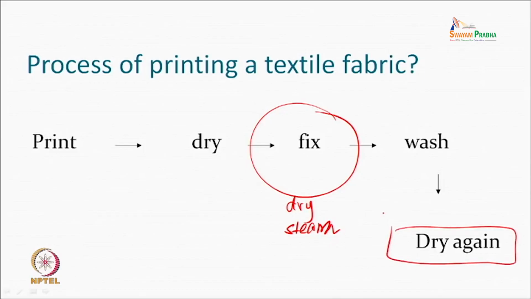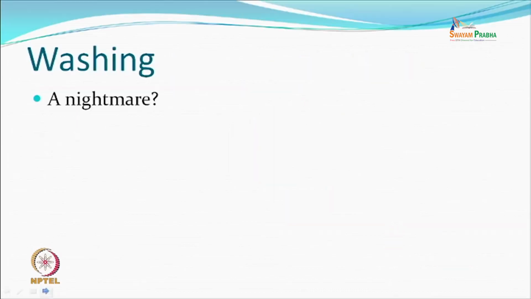So drying, fixing, like any other chemical processing unit operation, a lot of energy is consumed, but that's it. No problem. We have to consume energy. Unless that happens, it becomes a problem. So this is the basic process of printing a textile fabric. Simple steps. Essential. We've done everything and you say now washing. Washing itself is a difficult task.